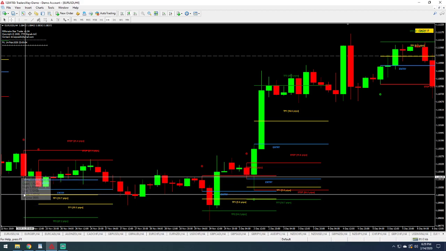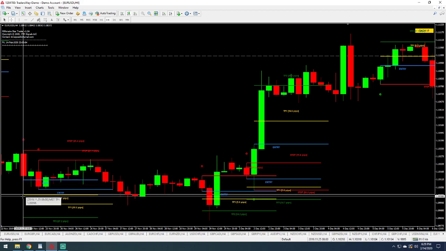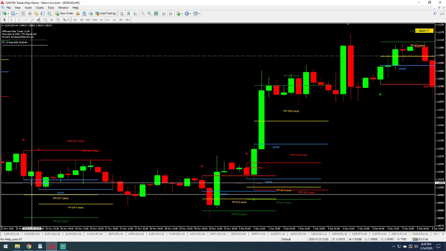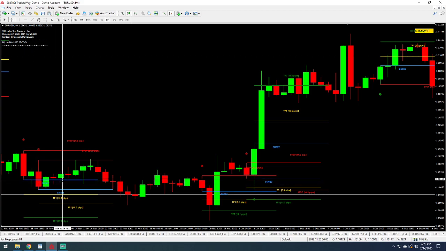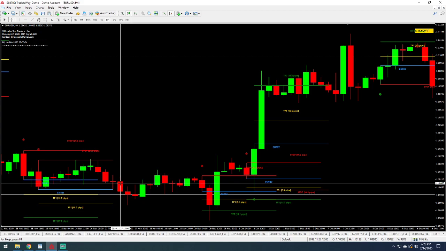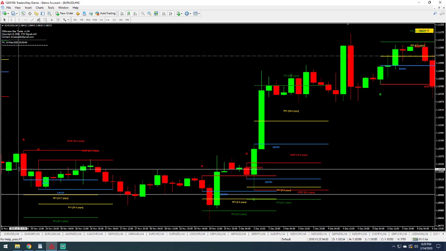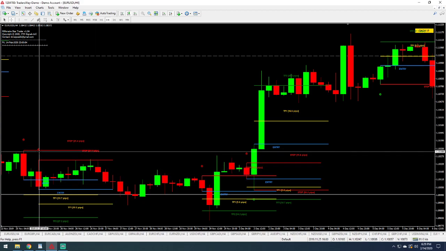Now the take profit for this candle is this first take profit right here. So it never hit take profit until, so this was the 25th. It didn't hit take profit until the 27th. However, another candle after, there was a signal.